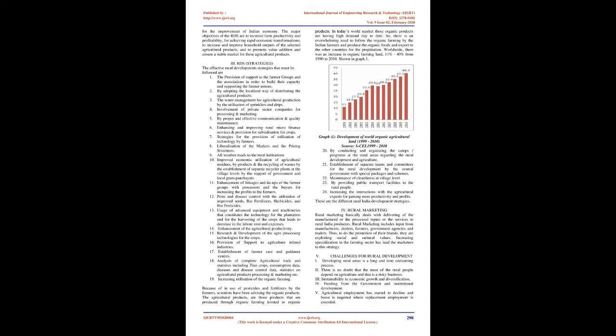10. Improved economic utilization of agricultural residues, byproducts and the recycling of wastes by the establishment of separate recycler plants at the village levels by the support of government and local gram panchayats. 11. Enhancement of linkages and tie-ups of the farmer groups with processors and the buyers for increasing the profits to the farmers. 12. Pests and disease control with the utilization of improved seeds, biofertilizers, herbicides, and biopesticides.